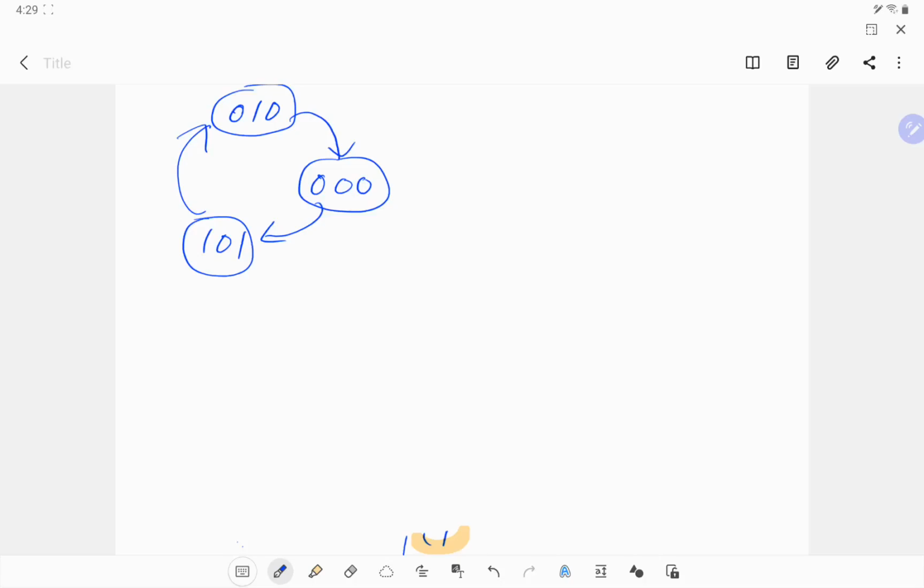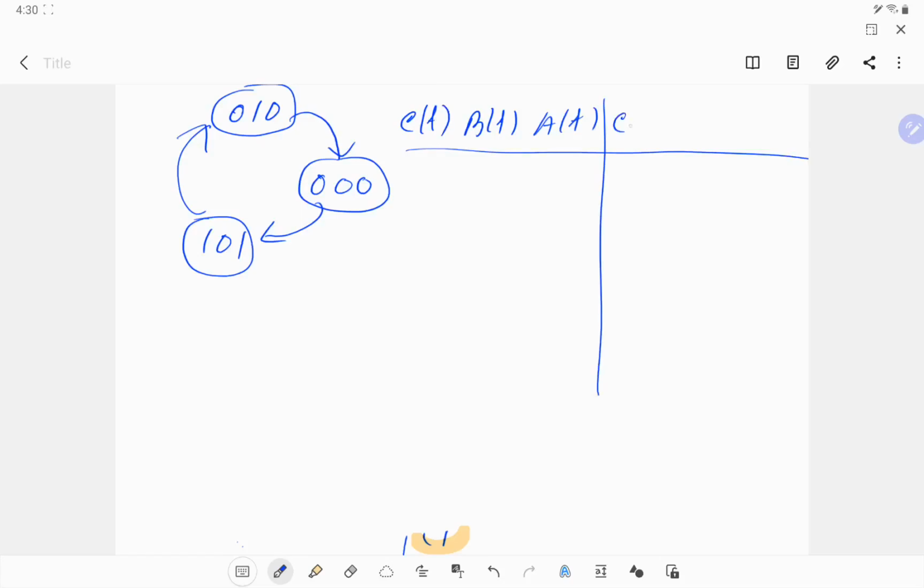Well, what is the state table? No input, no output, but only the present state and the next state. So instead of considering Q1, Q2, we can also consider X, Y, or A, B, C. Let's consider A, B, C in this case. The present state A, B, C. The next state C t plus 1, B t plus 1, A t plus 1.